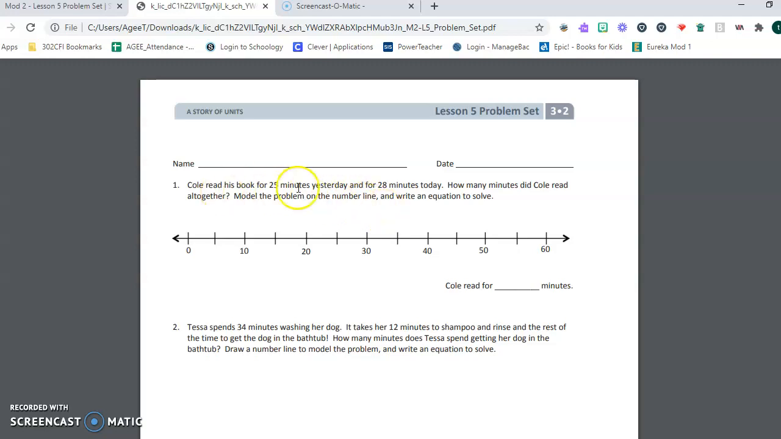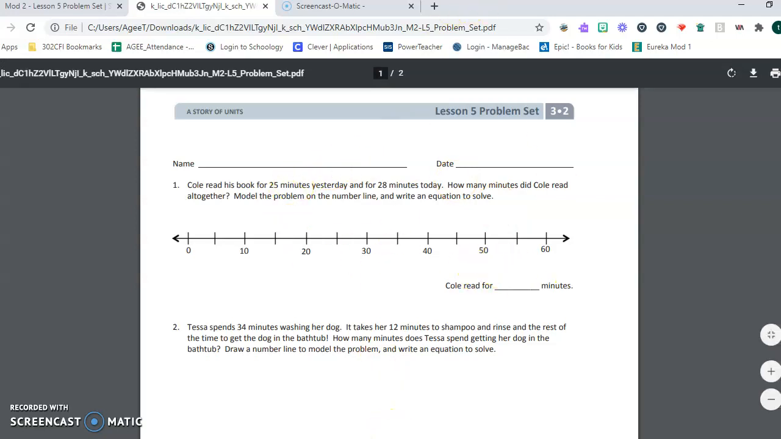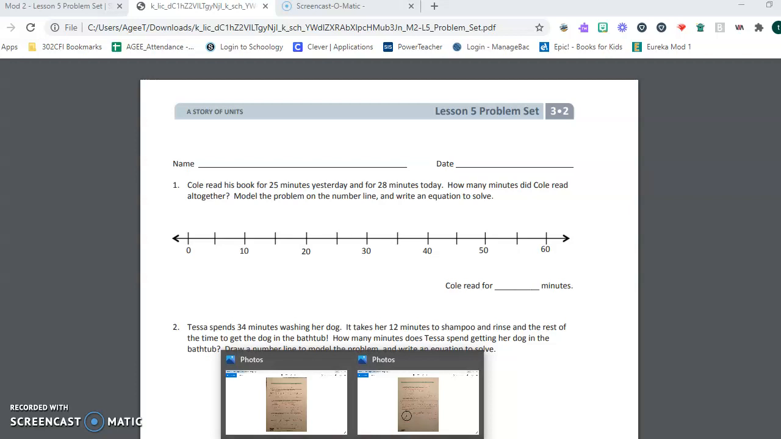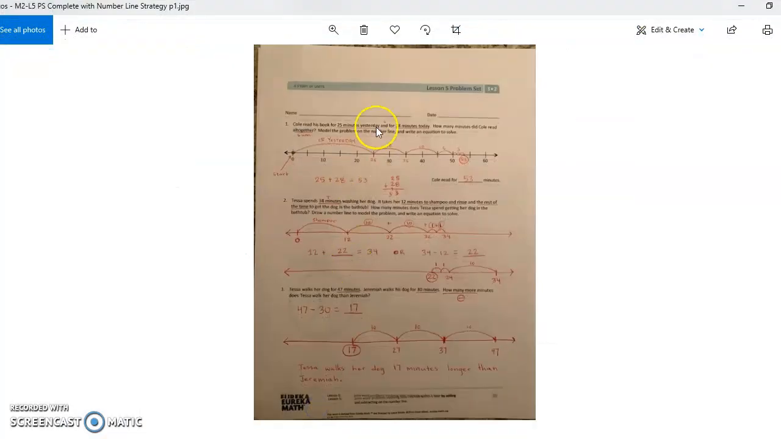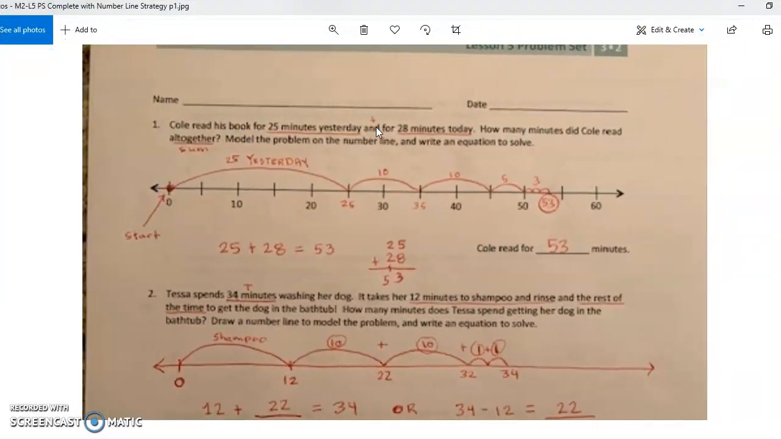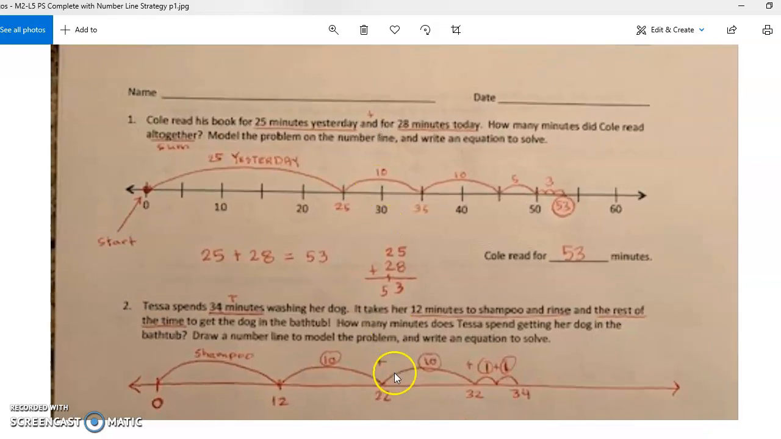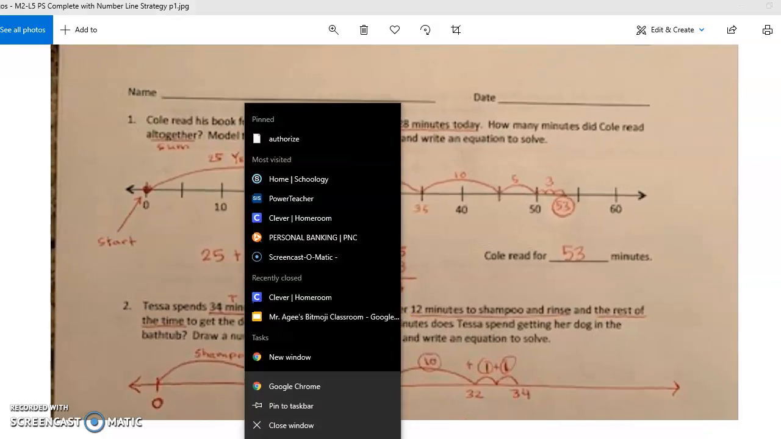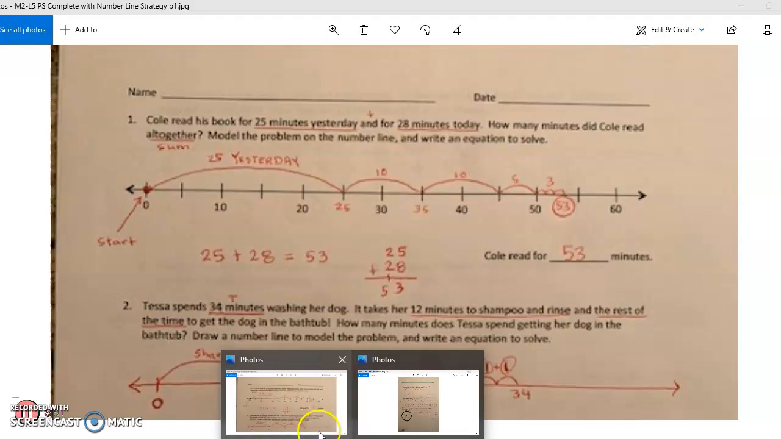So what I've done is completed these problems on my own using pen, and I've snapped a picture myself. And you can see when we go over this, I'm going to use this document to go over the work that I've done to help you understand it. So, okay, let's dig in.